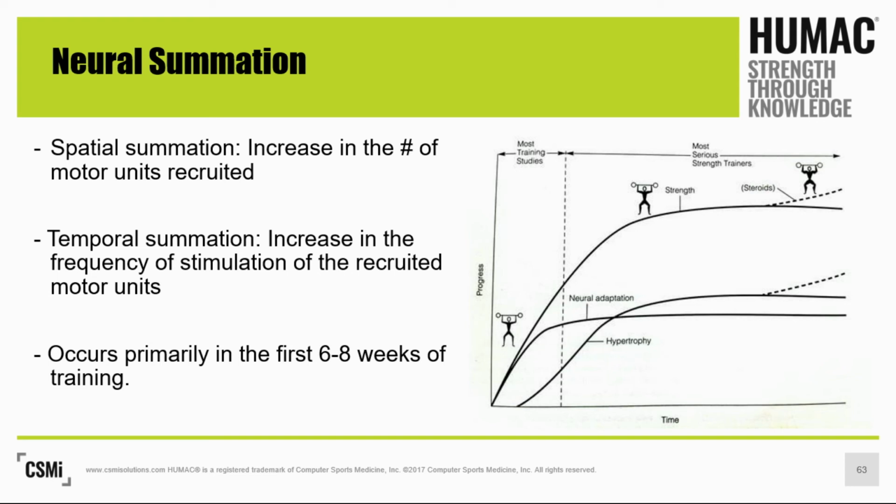Spatial summation is where there's an increase in the number of motor units that fire when you perform a task or exercise. Once this adaptation occurs, for the same exercise load, you get more motor units firing, so the number of muscle fibers involved will also be increased. The second mechanism, temporal summation, is when the frequency of firing to those motor units is increased. So when both occur, there's now more total units firing, and they're firing faster, leading to increased strength. This takes place in the first 6 to 8 weeks of training.